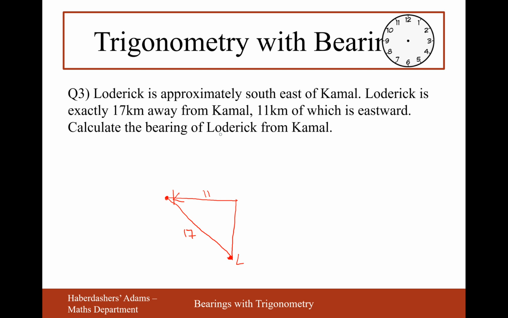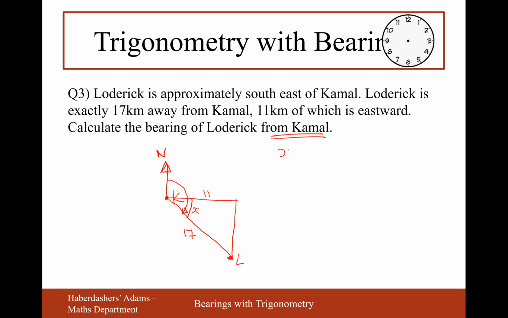Calculate the bearing of Loderick from Kamal. So it's from Kamal, so I know that I'm going to be travelling from Kamal to Loderick. So northwards will be the line there. Now the angle that I'll work out for the bearing will be this angle going clockwise around from north to the line that will connect to Loderick. So the angle that I'll work out using trigonometry will be this angle inside the triangle.